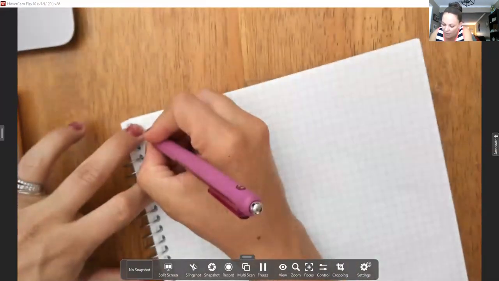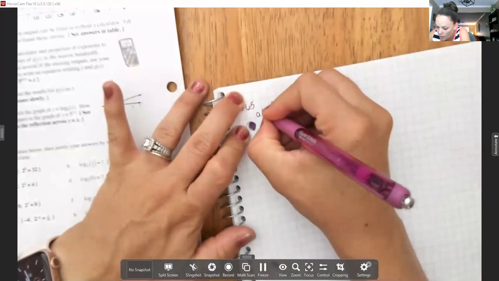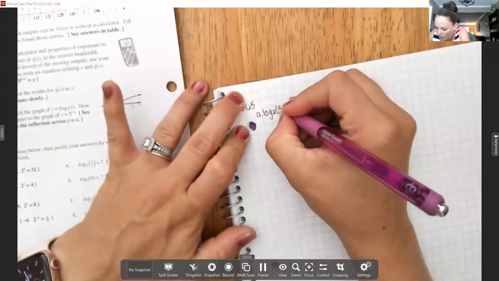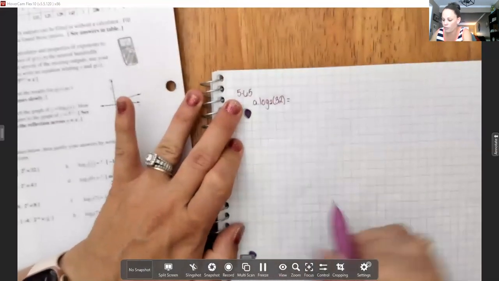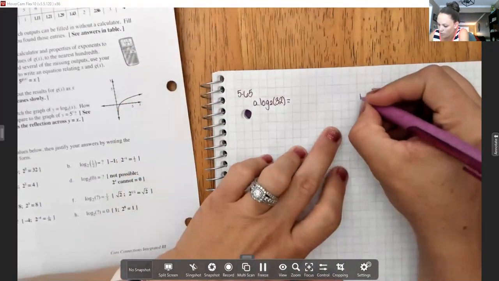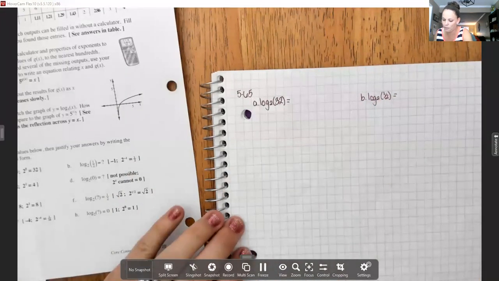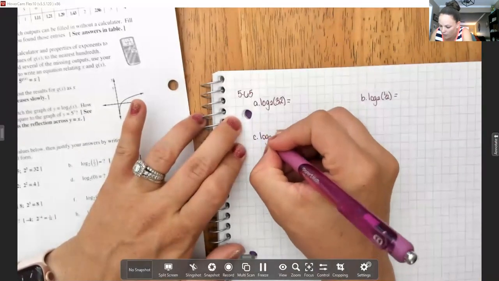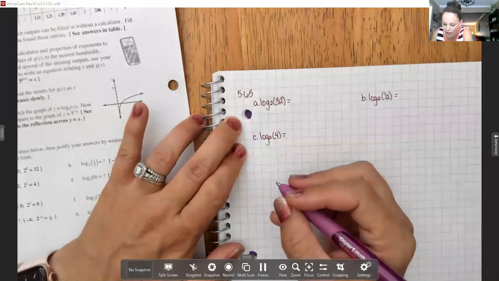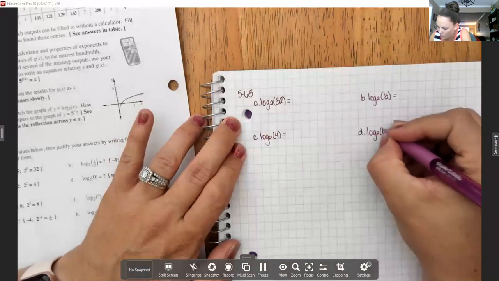So on 65, it wants you just to practice rewriting these in exponential form. So log base 2 of 32 is equal to what? The log base 2 of 1/2 is equal to what? C, log base 2 of 4 is equal to what? They want you to write y. So I'll show you, log base 2 of 0 is equal to what?